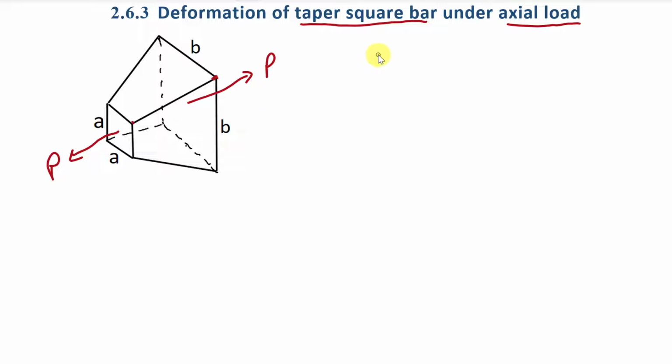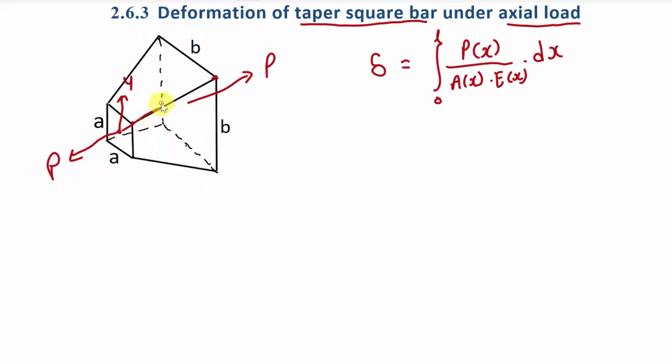Now directly remember the value of deformation delta as integration from 0 to L of Px divided by Ax into Ex, into dx. Here this Px is the load at a distance of x from the origin, this Ax is the area at a distance of x from the origin, and this Ex is the value of Young modulus at distance x from the origin. In this case, we are going to take this point as origin, and we will take this direction as y direction and this direction as x direction. This direction is along the central axis of this body, right?